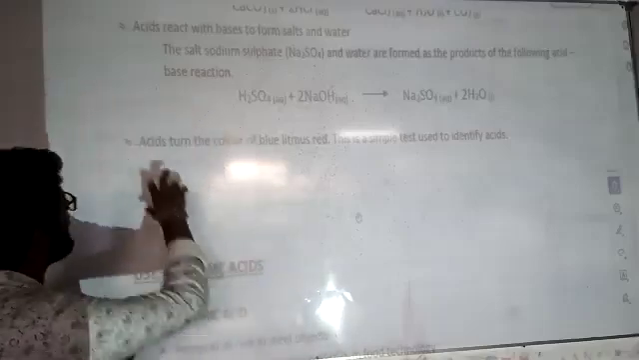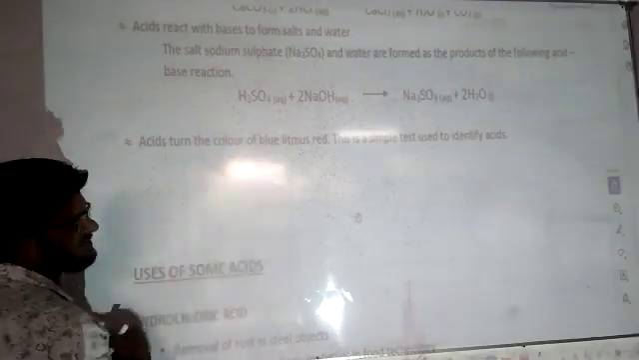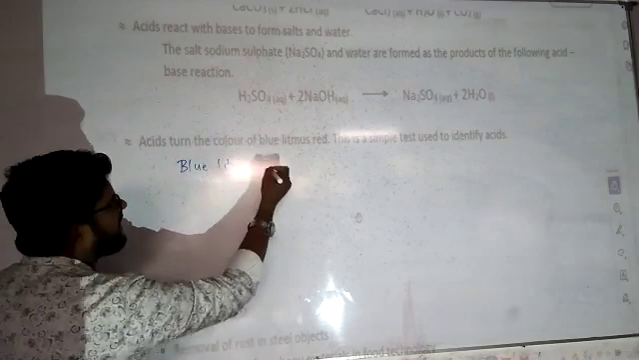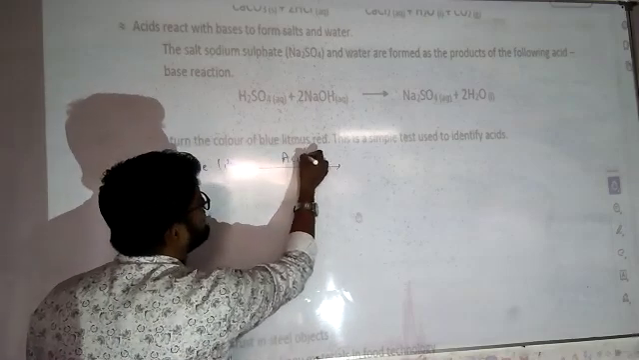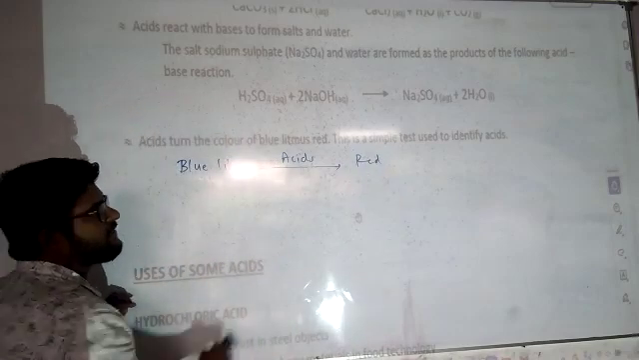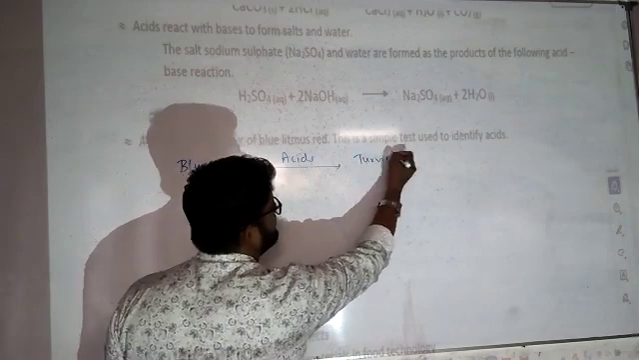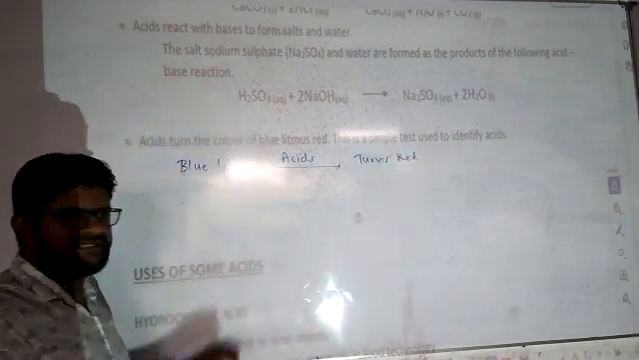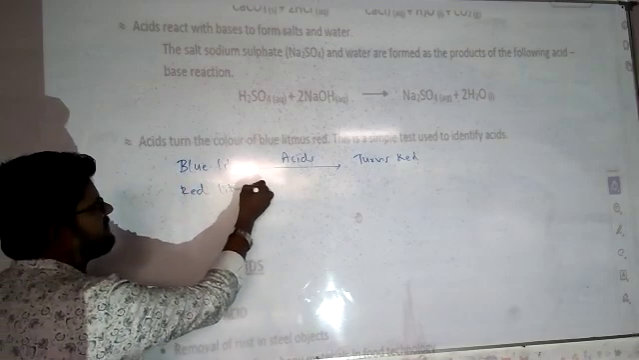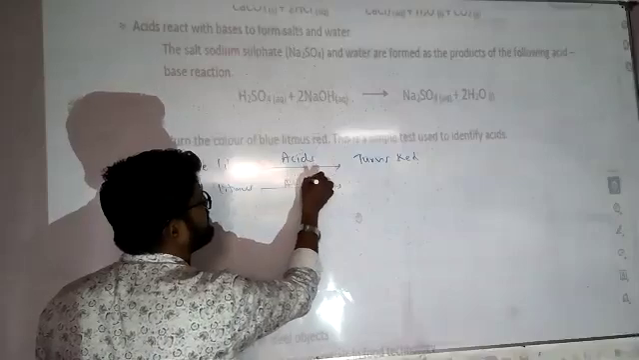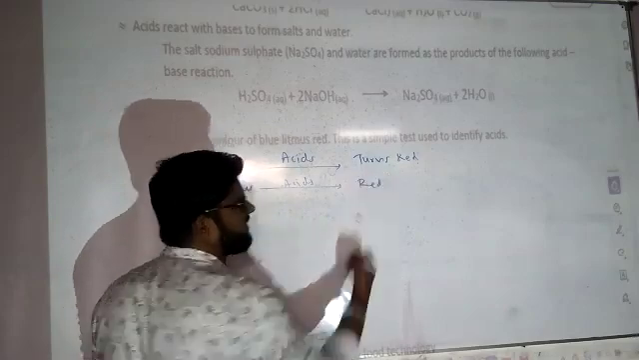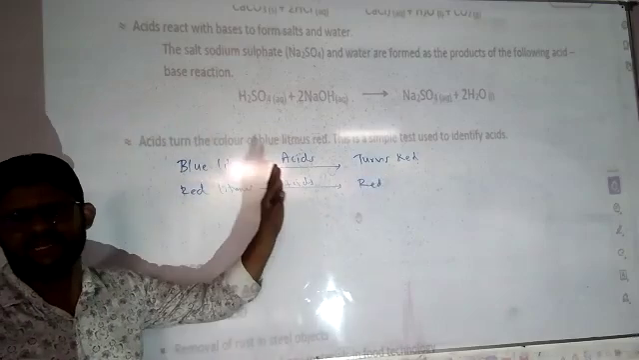So you see what happens here. Acids turn the color of blue litmus red. So that means you put blue litmus into an acid, it turns into red color. It turns red, because the acidic color is red. You put a red litmus into an acid, there is nothing changed. It is remaining red. Remaining red, because acidic color is red.